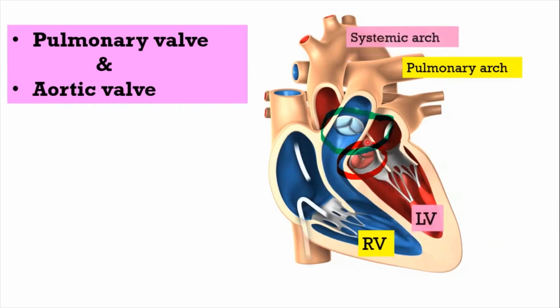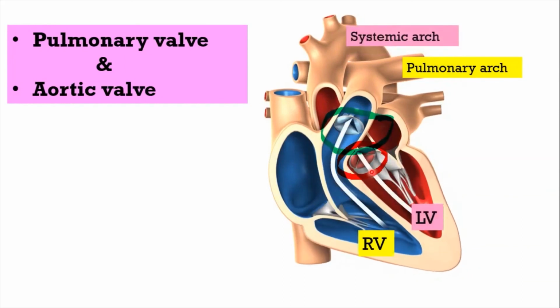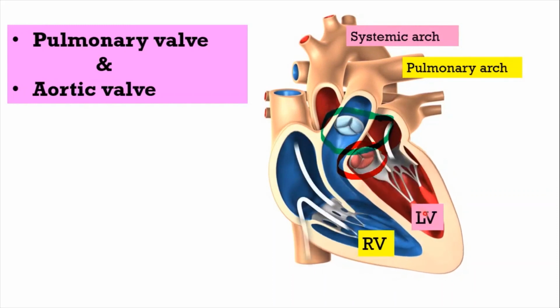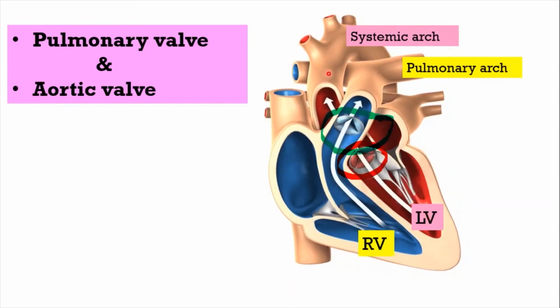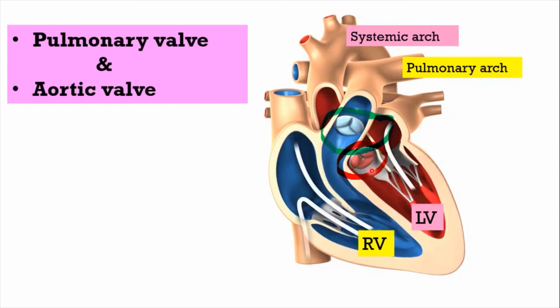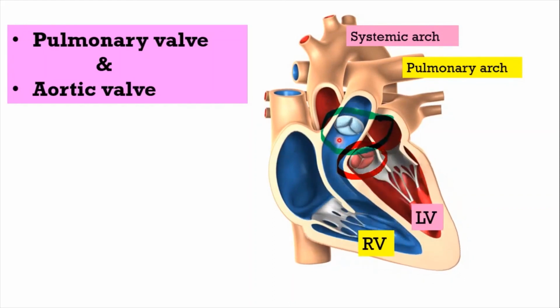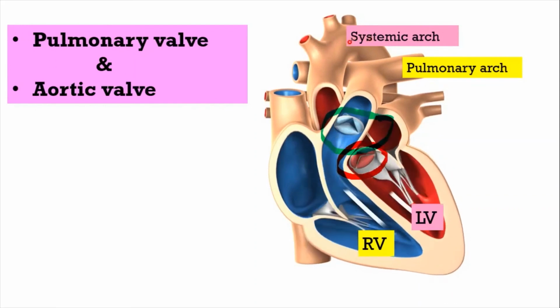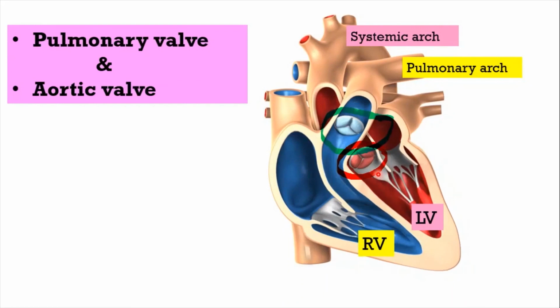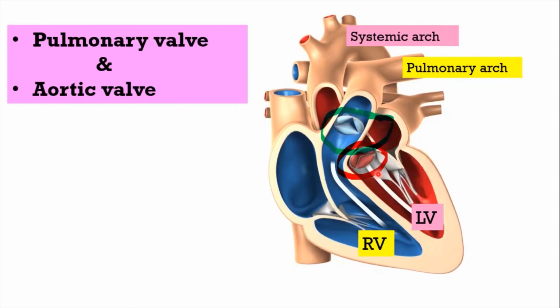The next one is aortic valve. This light pink colored one is aortic valve. It lies between left ventricle and systemic arch. And it regulates the flow of oxygenated blood from left ventricle into systemic arch. This is about the function of pulmonary and aortic valves.